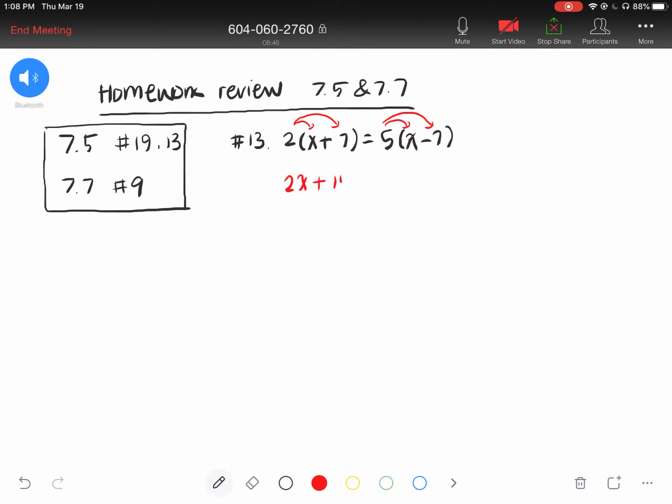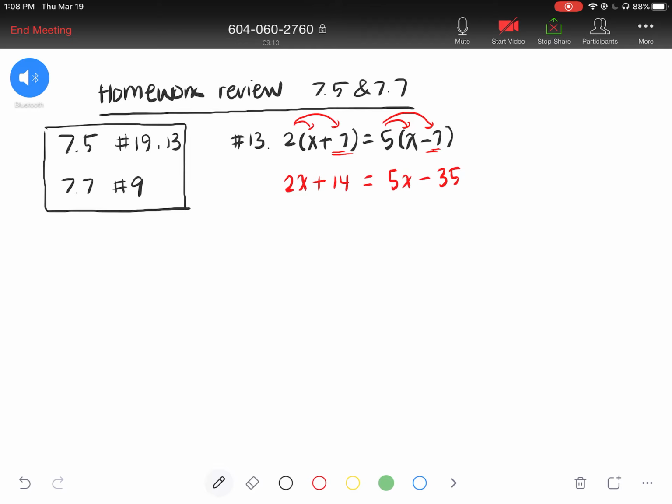Okay, so first 2x plus 2 times 7 is 14 equals 5 times x, 5x minus 5 times 7, 35. Okay, I think most of you should be able to do this. A lot of you guys always forget about doing this back part. Make sure you distribute it for both sides.